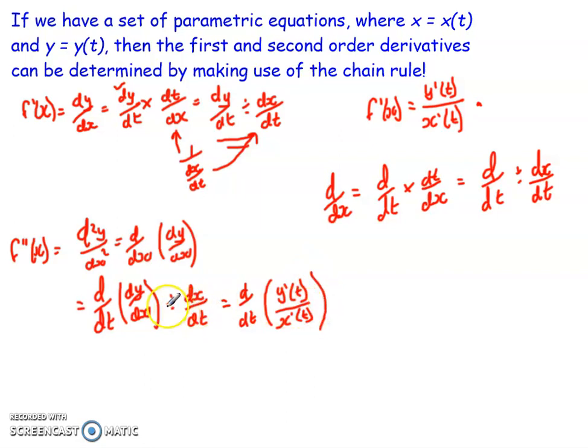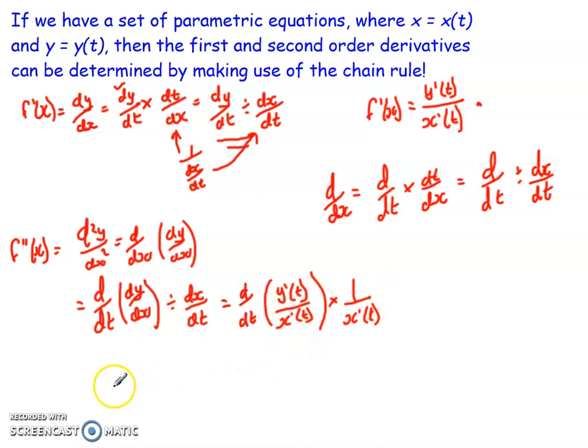And what I'm then going to do is divide by dx by dt, so that's the equivalent of multiplying by 1 over dx by dt. So I'm then going to say that that's times 1 over x dashed of t, so 1 over the derivative of x with respect to t. So what I now do is to calculate d by dt of this, I use the quotient rule. So we covered the quotient rule previously.